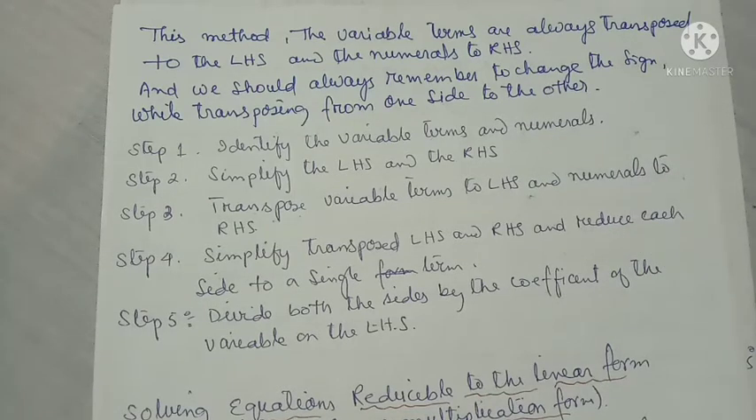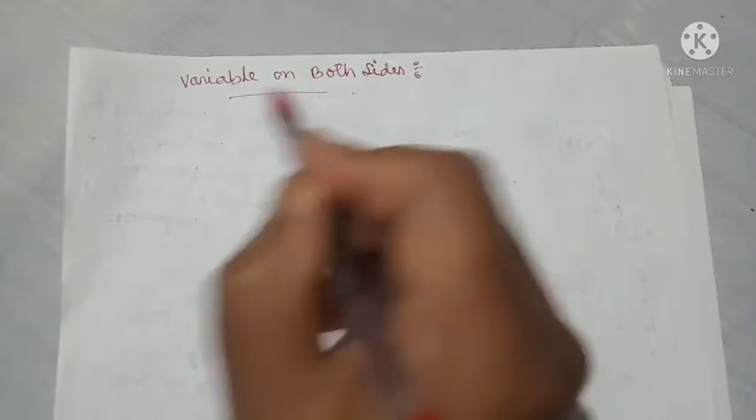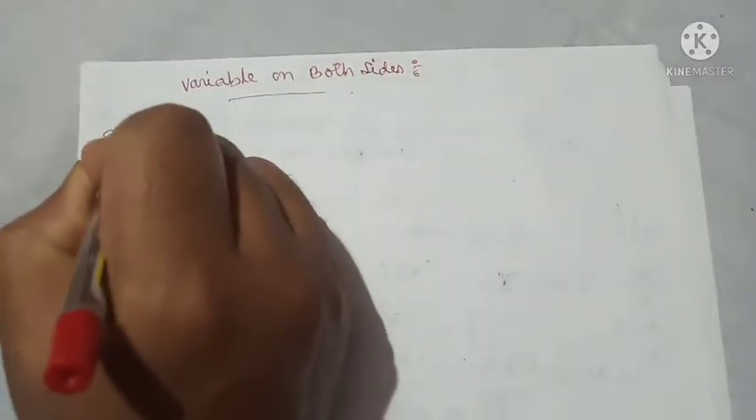This is the rule that we have to discuss now. So student, let's see a few examples of how to solve when there is a variable on both sides. When there is a variable on both sides, how will you solve it? Let's see.